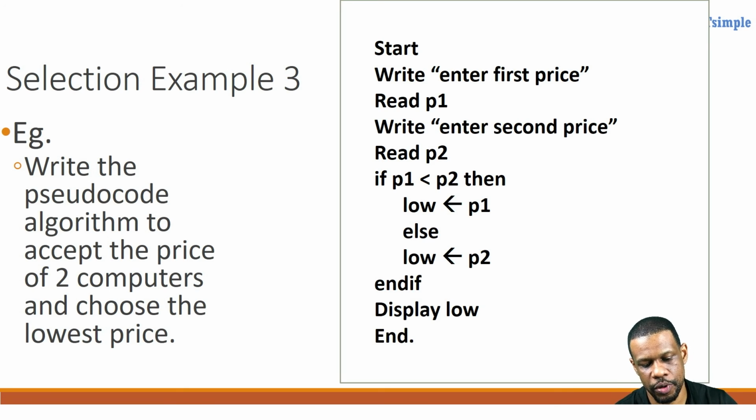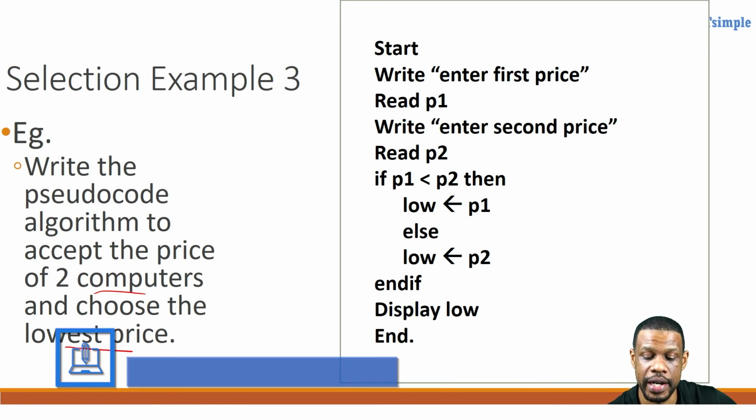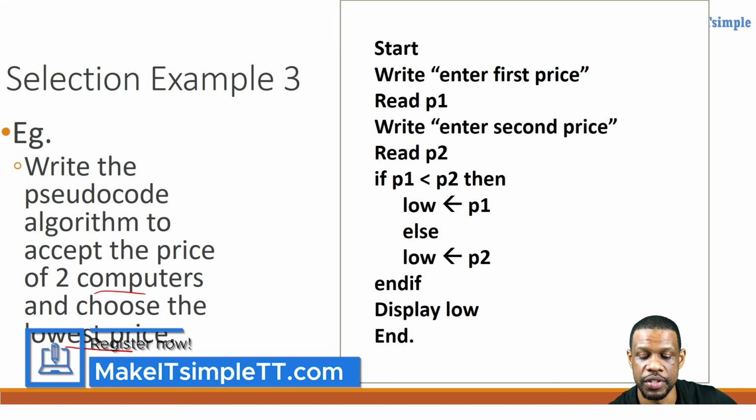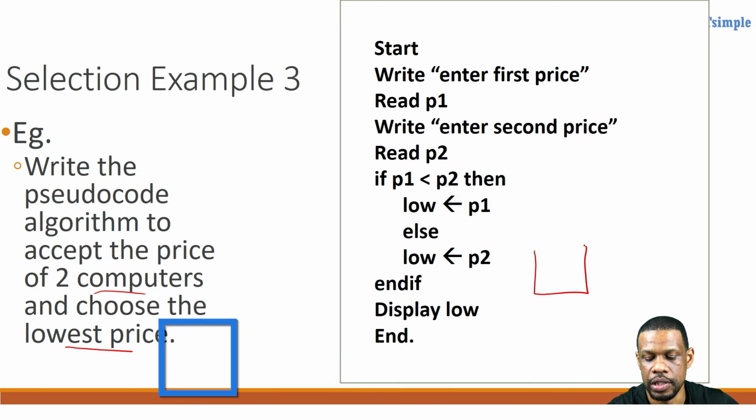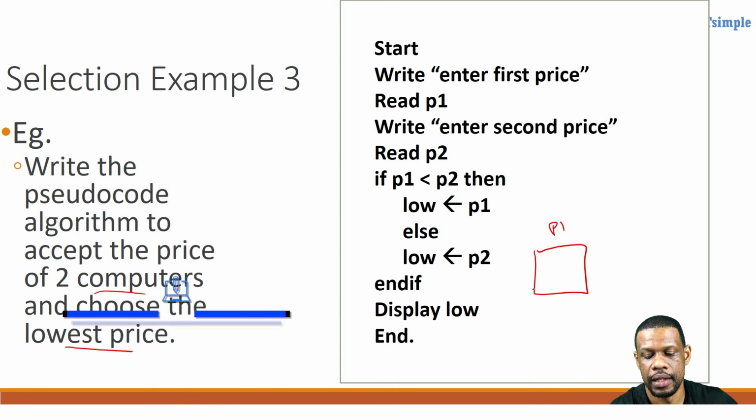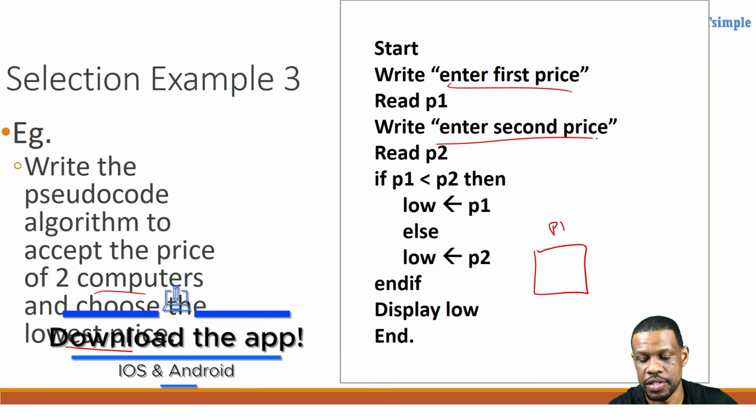So this next example: write a pseudocode algorithm to accept the price of two computers and choose the lowest price. So I'm writing it so that the computer will be able to get the two numbers and choose the lowest price based on whatever number the person puts in. So I put start, enter the first price. What happens? Computer creates a box called P1. Then we have enter second price. What happens? Computer creates a box called P2.